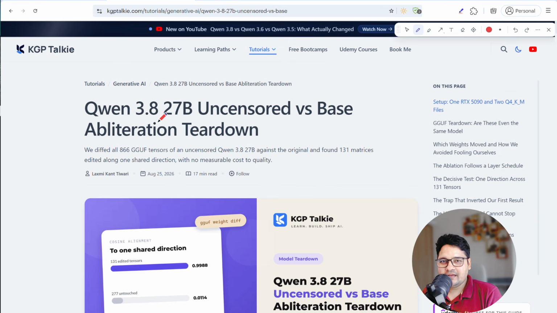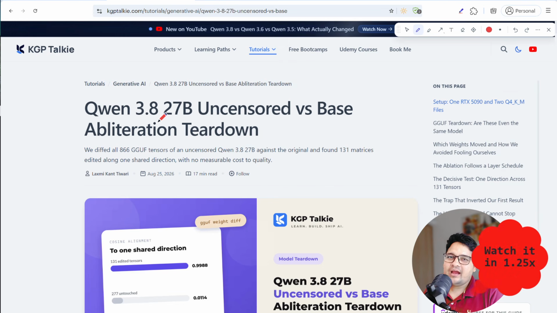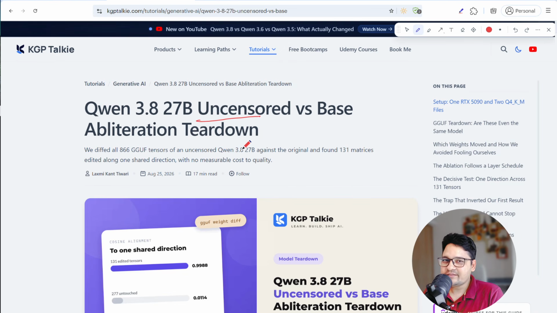This is Lakshmikant from KJP Talkie, and today we are going to tear down the Qwen 3.8 Uncensored model. Yes, you have heard it right. Today we are going to tear down the uncensored model, and also we will tear down the base model as well. We will compare what is changed inside the uncensored model, and how you actually convert a base model into an uncensored model. All of this we are going to look at in this particular lesson. So let's get started.